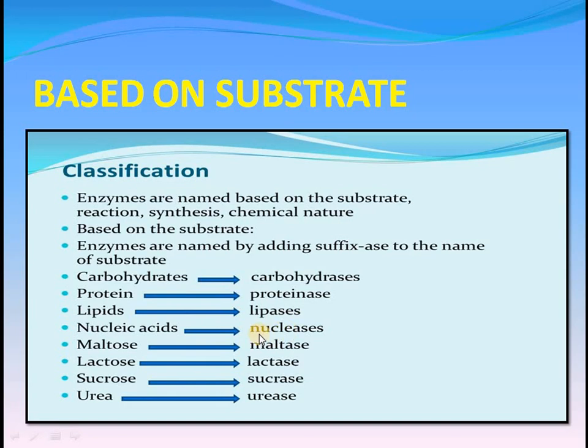The next is nucleases, means the substrate is nucleic acid. Now the nucleases are involved in the breakdown of DNA and RNA, as the name shows. Examples are RNases digest RNA into ribonucleotides, DNase digests the DNA, ATPases, basically it causes hydrolysis of ATP in muscle. Then there is another example, that is urea, and the enzyme is known as urease. Sucrose, it is known as sucrase.